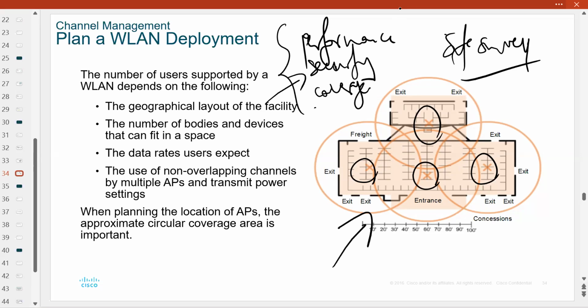But with proper planning of the Wi-Fi, if this is the building, this is the Women's University of South Africa, this is outside.